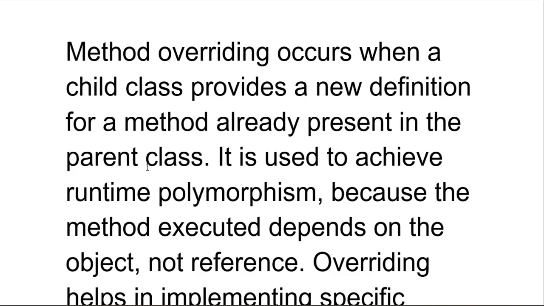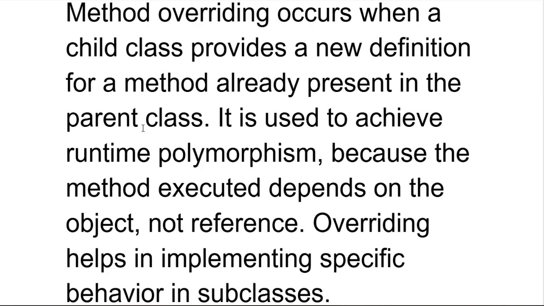Simply, inside a parent class, a method is already present. We inherit that method from the parent class and change something in our child class. This is known as method overriding. It simply occurs when a child class provides a new definition for a method already present in the parent class.